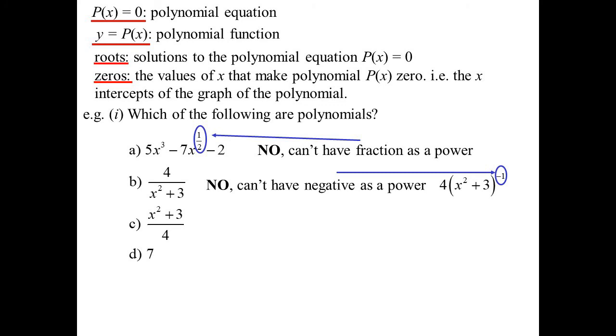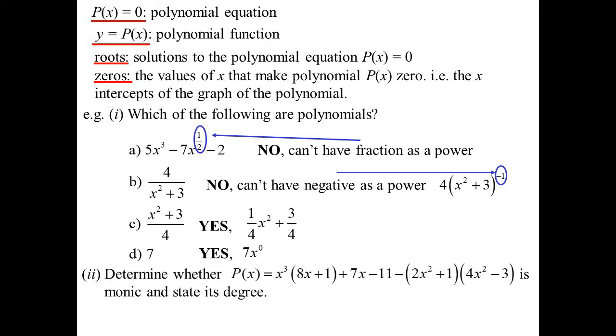Next one. Oh, good. Therefore, what type of polynomial is it? Yes, it is, because we could rewrite that as a quarter x squared plus 3/4. And yes for the last one as well, even though it has no x's in there, but remember we said the power could be 0, so x to the power of 0.